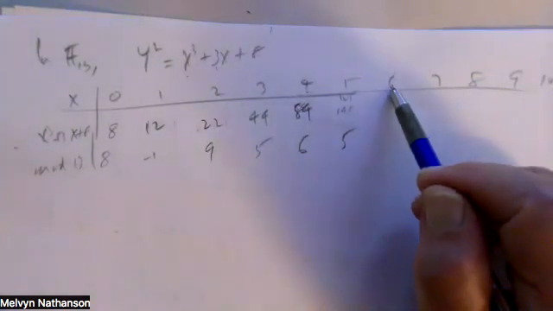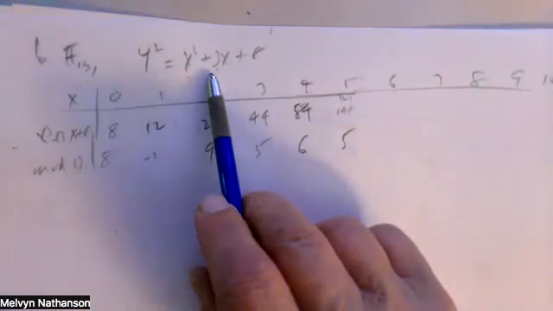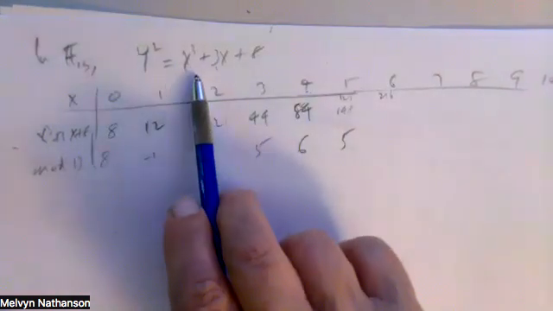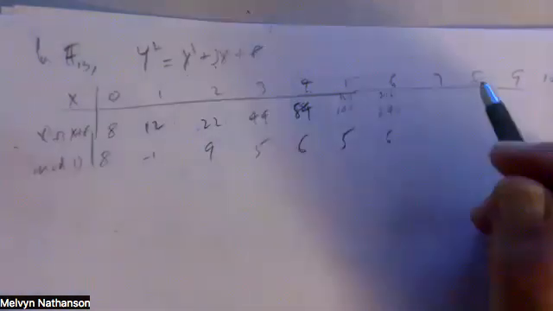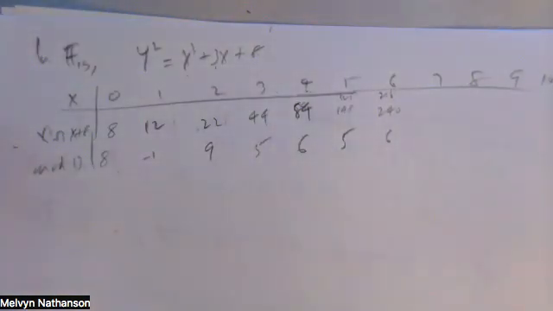6 cubed is 216 plus 18 plus 8 is 242. I think that's 8 mod 13. 7 cubed is 343 plus 21 plus 7 is 371. Divide that by 13.